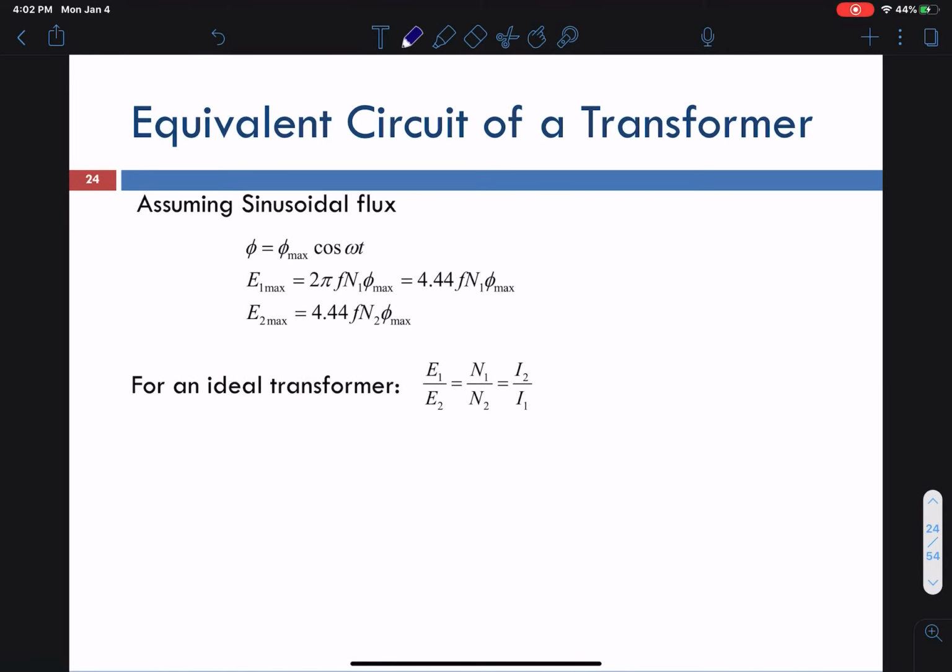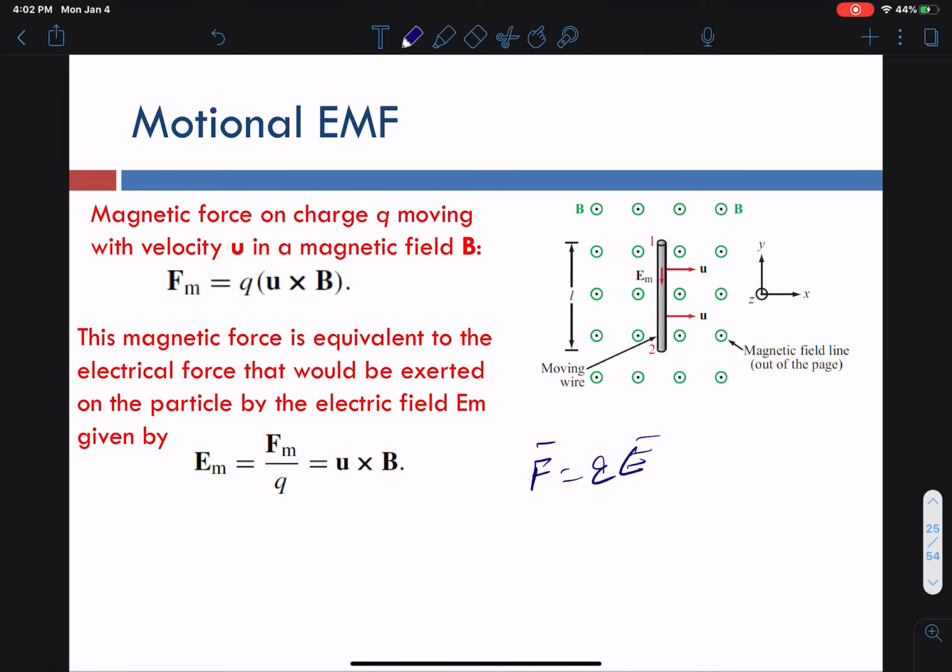Again, the same thing over here, so you can also simplify that using this equation over here or this one over here. It's a simplified equation for U1 max and E2 max, the induced voltage in both coils. So now, let's talk about the motional EMF.